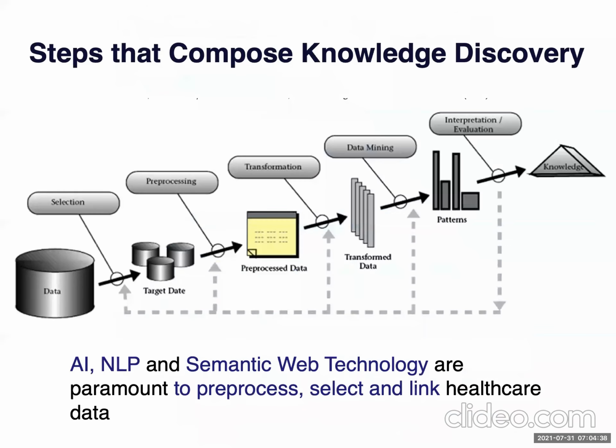And here we're showing the same thing in a different way, just to say how the data is transformed and pre-processed, and then data mining is done. And then we have the interpretation of the data. And then at the end, we have knowledge that we make use of. And while doing all of this, we have AI, natural language processing, semantic web technologies, and other techniques that are needed in order to do all this type of processing.